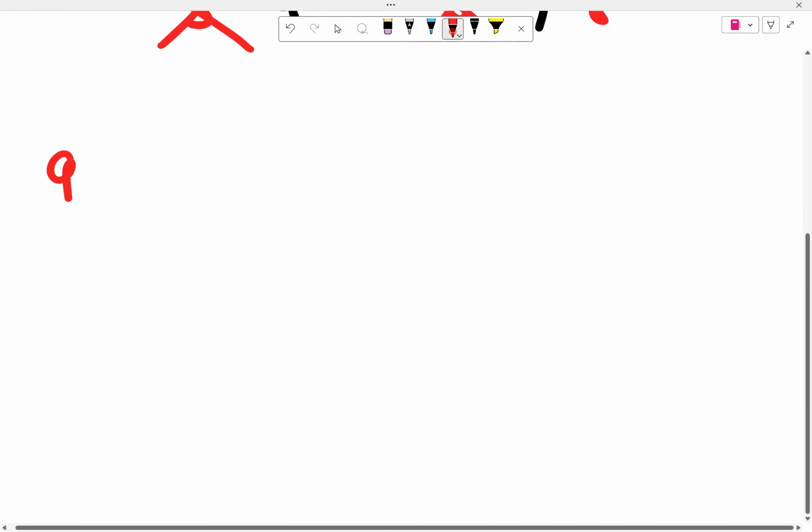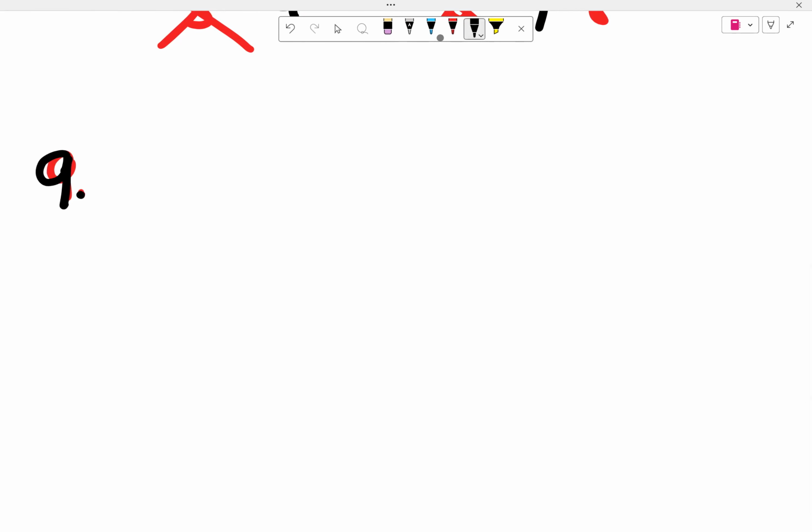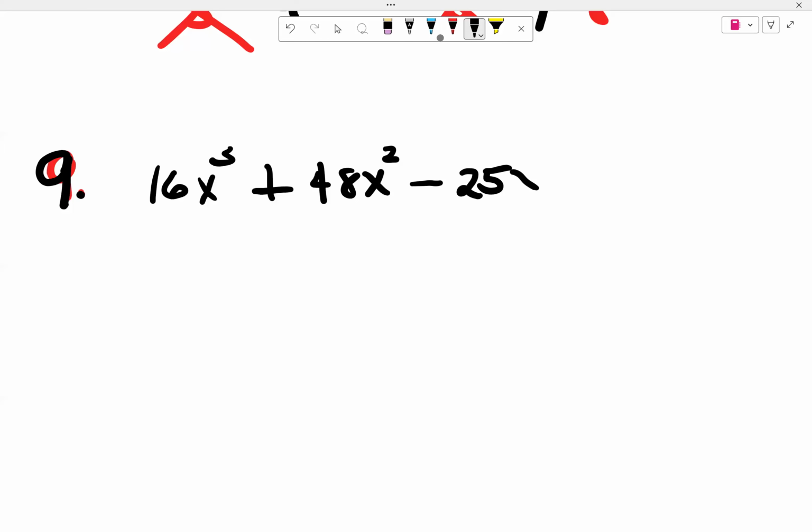For number 9. Same difference in this one. They're giving you a cubic function. So we have 16x cubed plus 48x squared minus 25x minus 75. And this is greater than 0. So I'm going to factor by grouping.